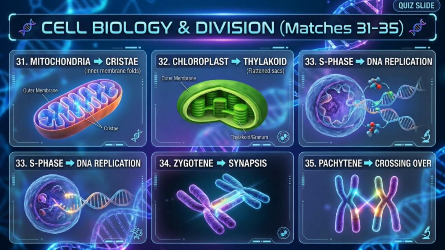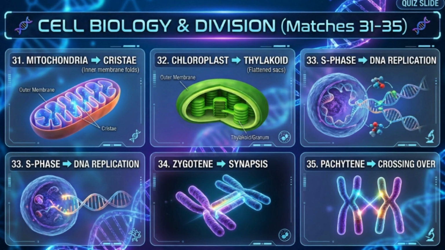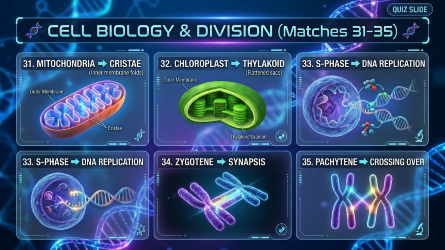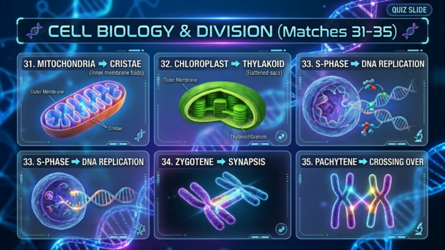Next, cell biology and division. Mitochondria fold their inner membrane into cristae. Chloroplasts contain flattened membrane sacs called thylakoids. S phase is the site of DNA replication. Zygotene is the phase of homologous pairing, or synapsis, and pachytene is where crossing over occurs.